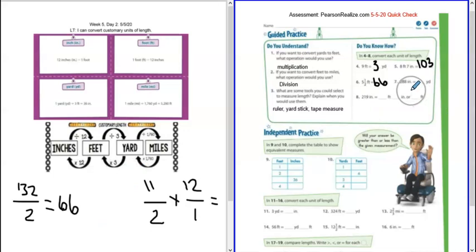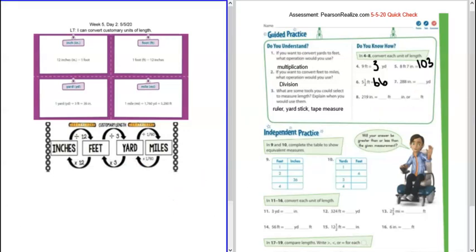All right, looking at number 7. On number 7, we have 288 inches. 288 inches, we're starting in inches and we're going to yards. So we're actually going to be moving 2 times. And follow your arrow from inches to yards. We're going to be dividing.